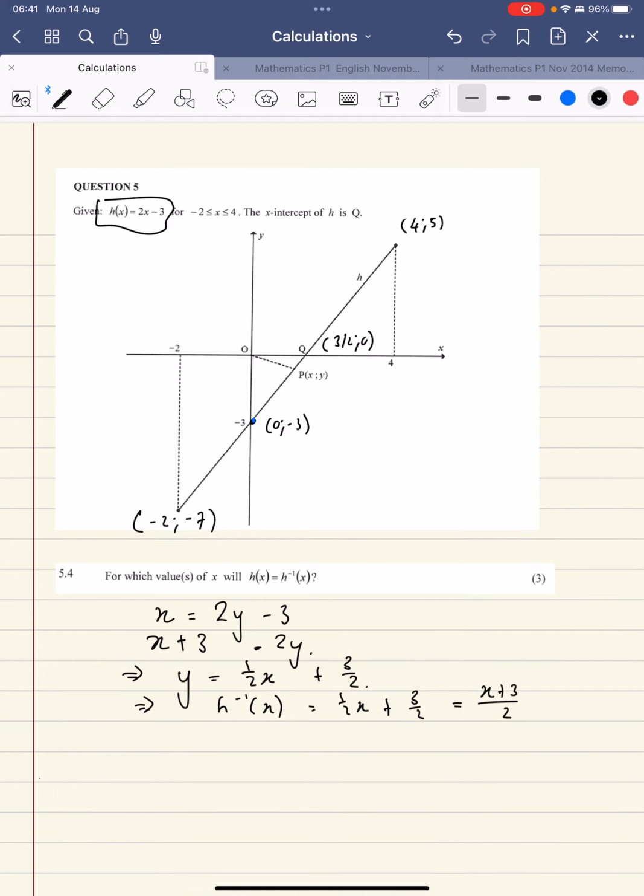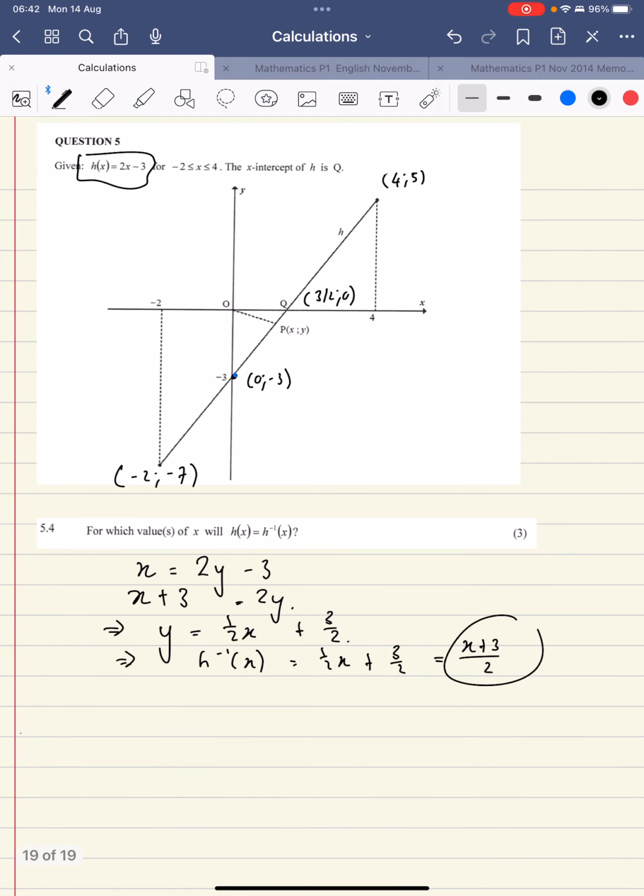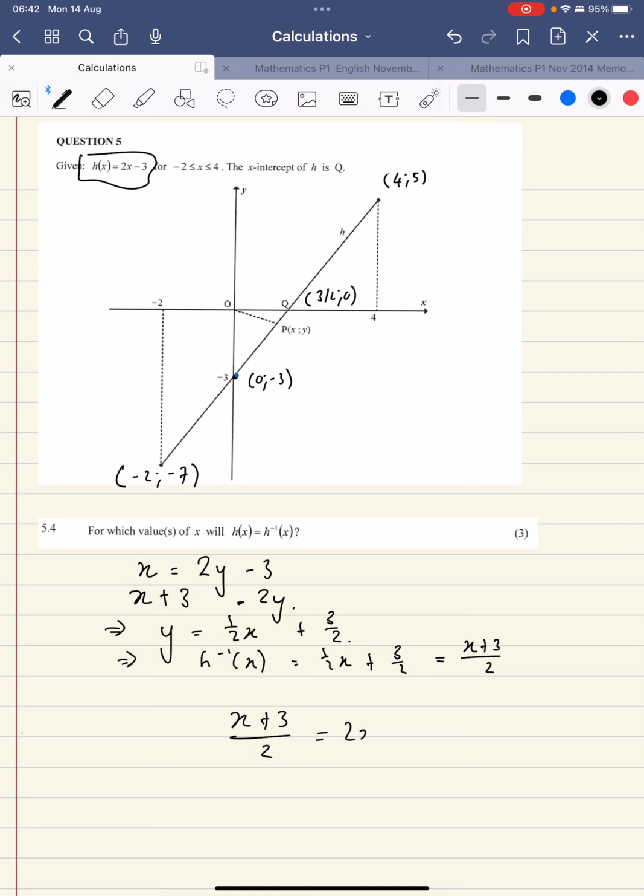And actually in the scheme of solving this equation, that might be the better form to have this in, and you'll see why now. Okay, so for what values of x will h of x equal h inverse of x? Well, now all we have to do is set this equation up. So h inverse of x is x plus 3 over 2 and is equal to h of x, which is 2x minus 3, and solve for x.